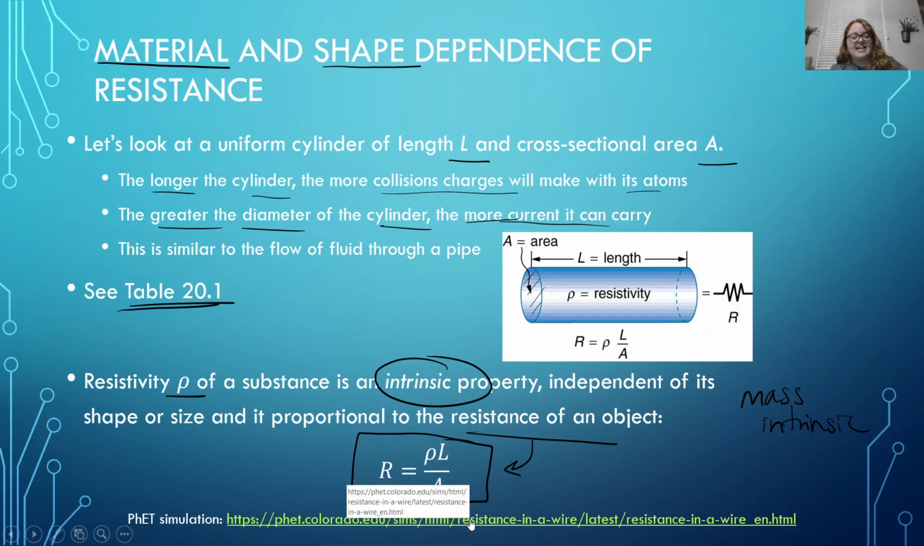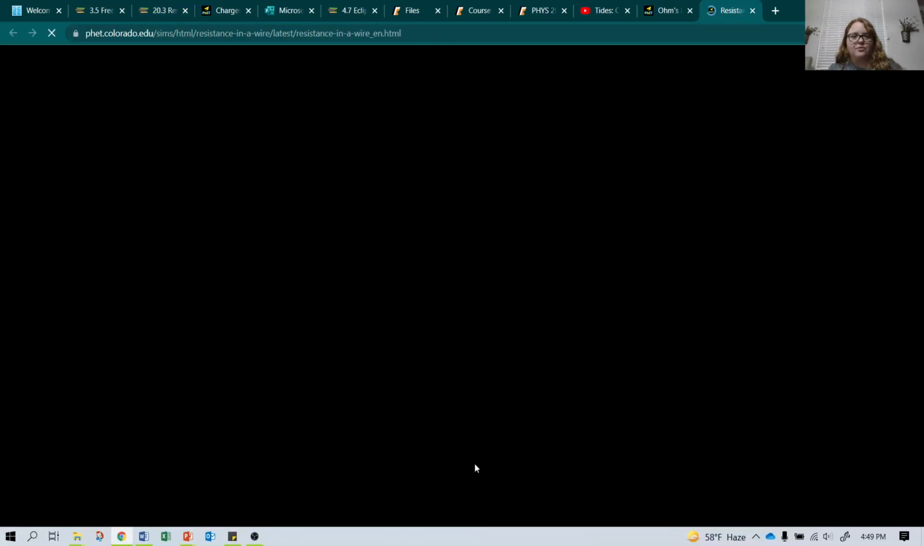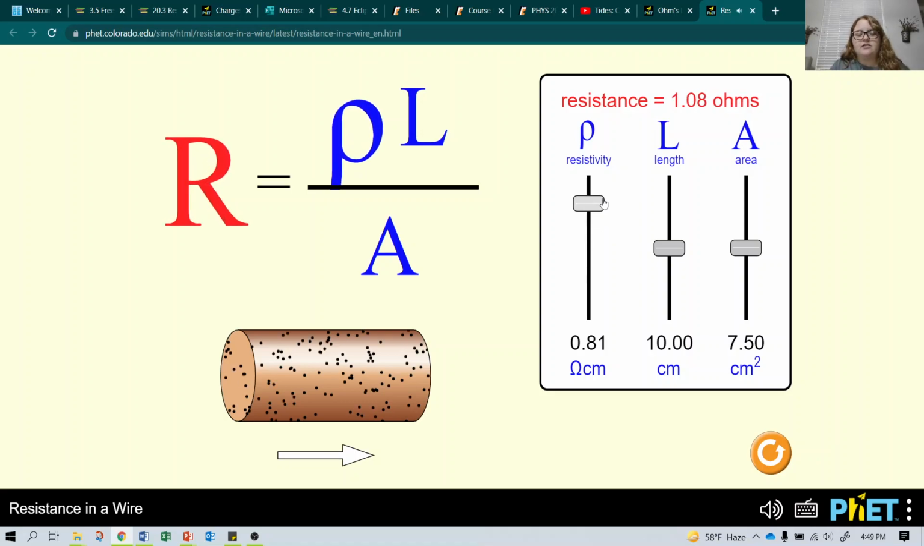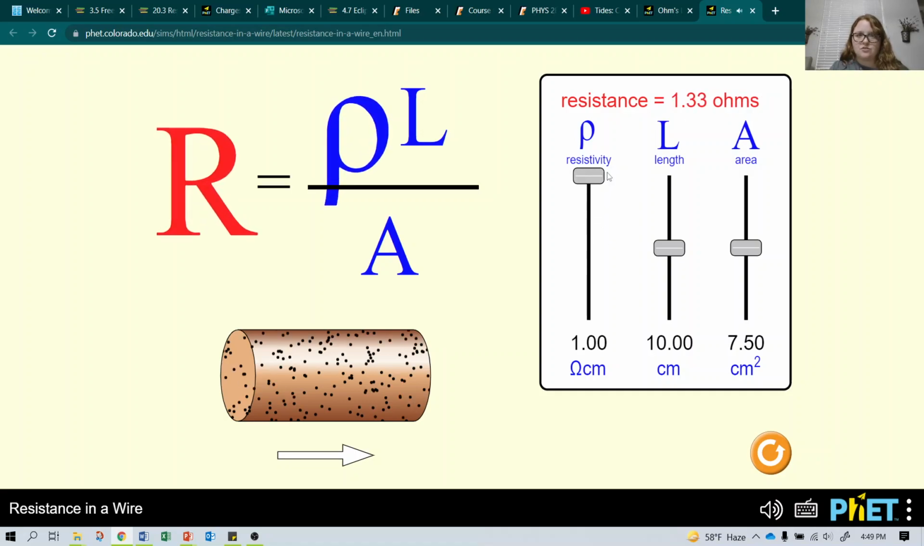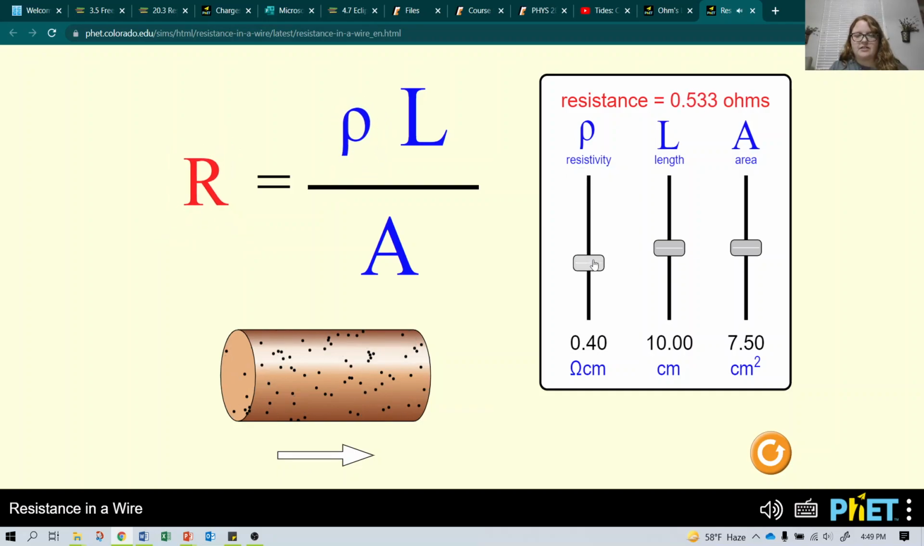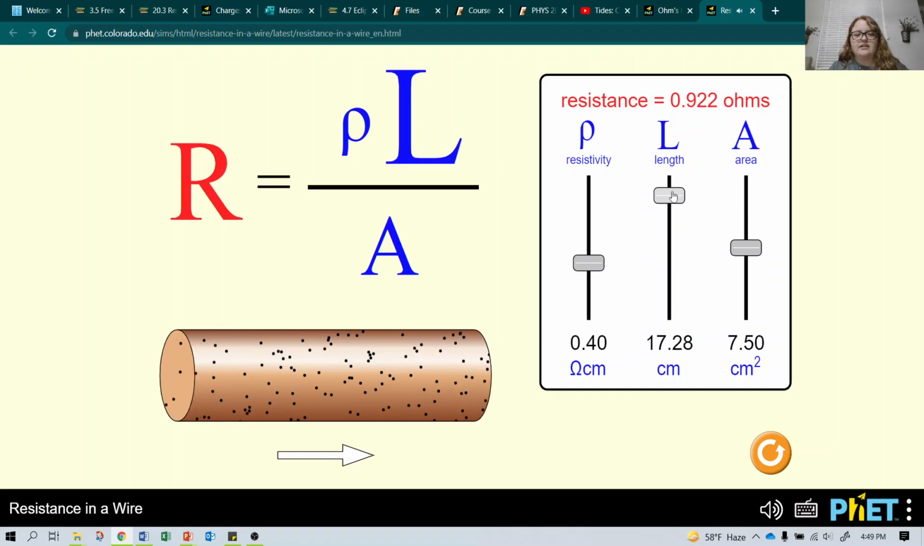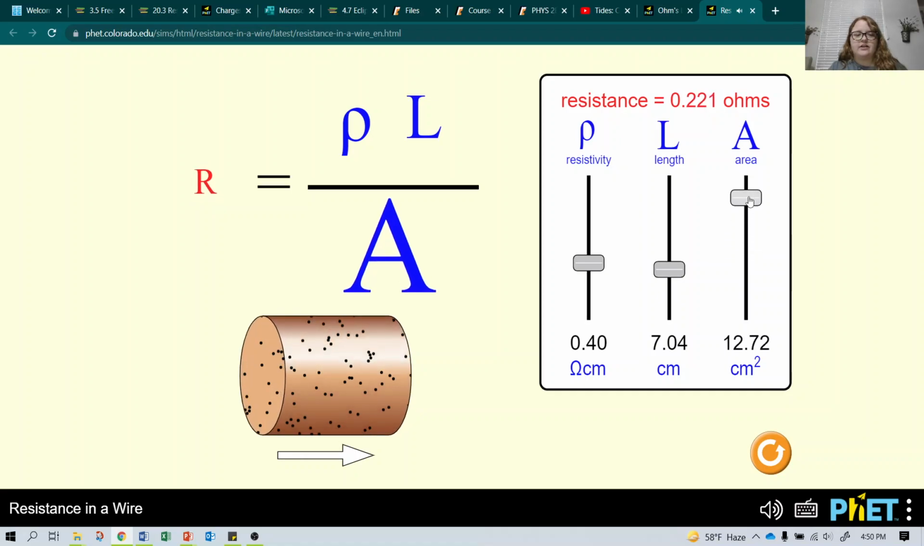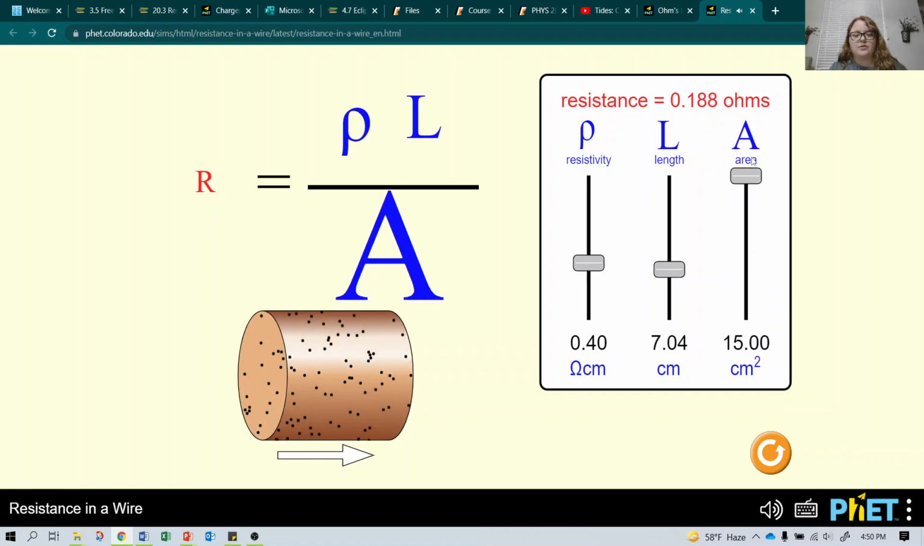All right. And then I want to show you guys a simulation, another one here. And this one is going to be very similar to the other one I was showing you. So if we start changing some of these values, what's going to happen to the overall resistance? Okay, so if we increase resistivity, our resistance will increase. Let's put that back down. If we increase length, resistance is going to increase as well. Okay, increase area, our resistance is going to lower. Okay, we're going to have a lower resistance.